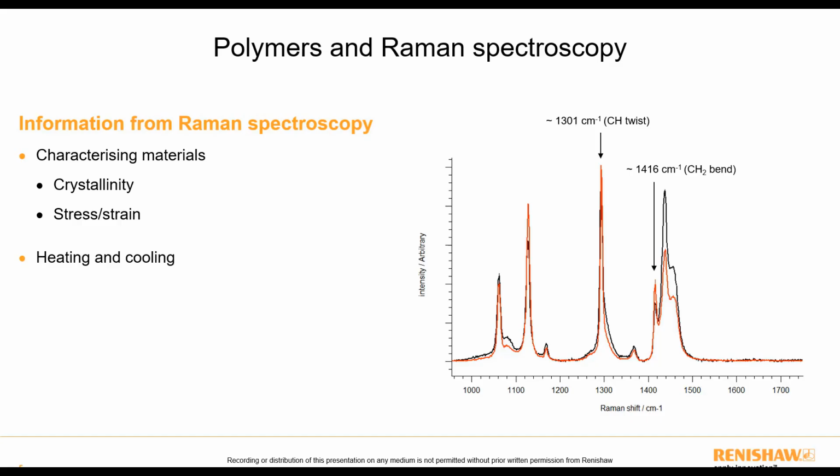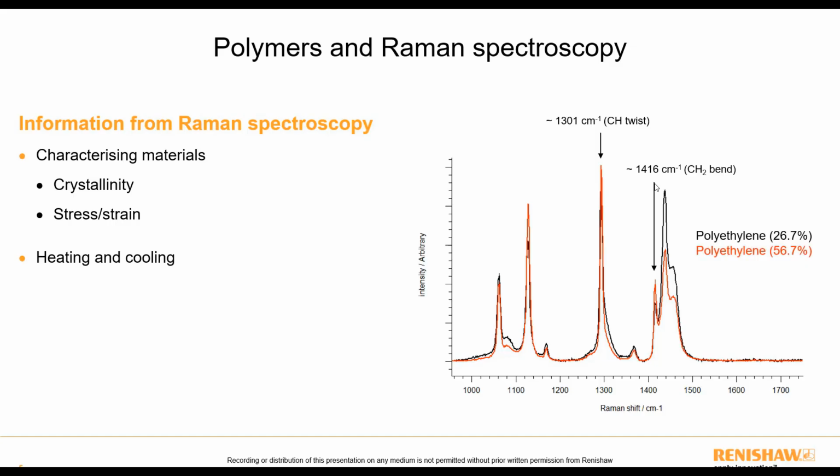So that can be things like crystallinity and stress and strain as well. Here in this example, I've got some spectra from polyethylene, and we've got the Raman band at around 1300 wave numbers. This is insensitive to crystallinity, so we can use this as somewhat of an internal standard, whereas the Raman band at about 1416 wave numbers is very sensitive to crystallinity changes. So we can then calculate in a really simple way how crystalline the material is.